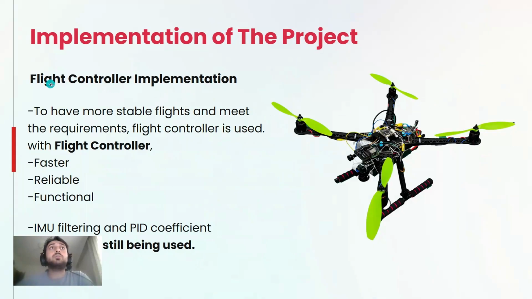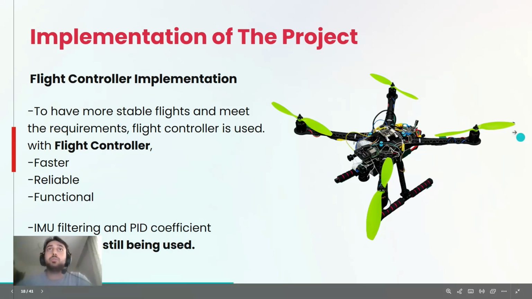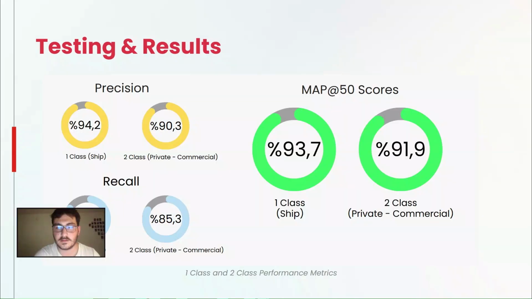At the end, we switched to a flight controller to have a better flight and meet the requirement. Thanks to the flight controller, we have faster, reliable, and more functional flights. But an important note here: IMU filtering and PID coefficient techniques are still being used in this project with the flight control implementation. Hello, my name is Arda, and let's continue with the test and results section.